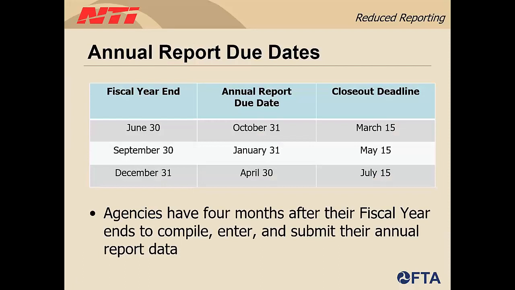Agencies have 4 months after their fiscal year ends to complete their NTD reports. For example, if your fiscal year ends on June 30th, the deadline for submission is October 31st, and the report must be closed out or finalized by March 15th of the following year. We have 3 primary groups of fiscal year reporting deadlines listed here in the table.